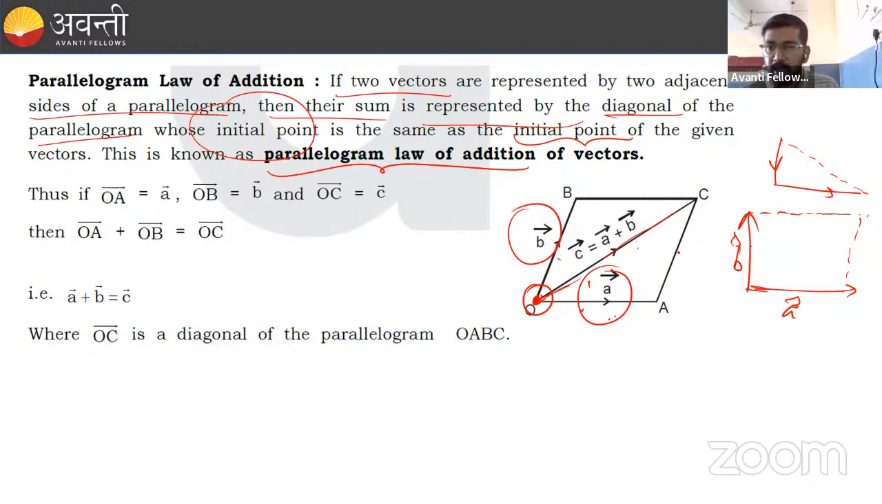c bar is the diagonal. So in the parallelogram law of addition, the diagonal is the resultant. Sorry guys, in the triangle law of addition, the third side is the resultant.